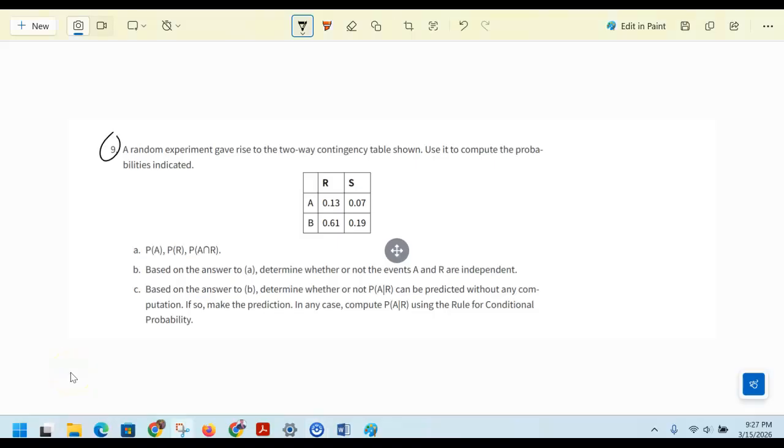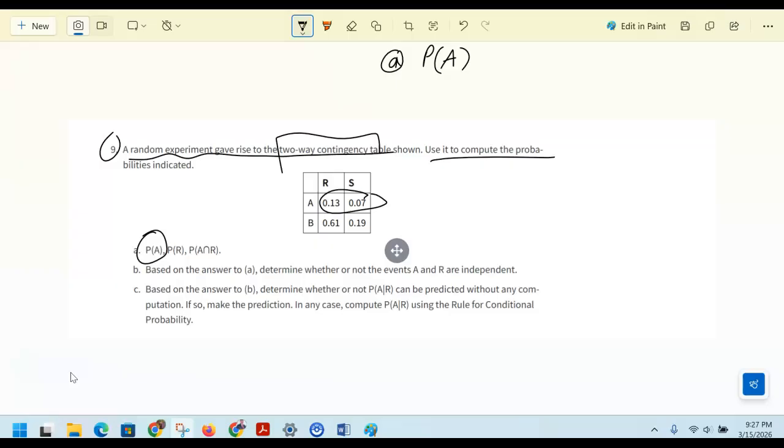Question number 9, part A. Again you have a two-way contingency table, and they give you the whole table. Find P of A. So let's start with A. P of A means you are adding these two. If you add on the calculator, 13 and 7 will give you 0.20. So the first question is done.